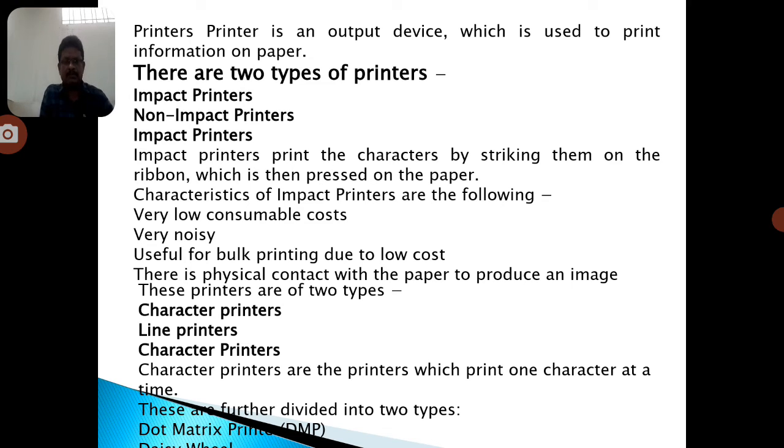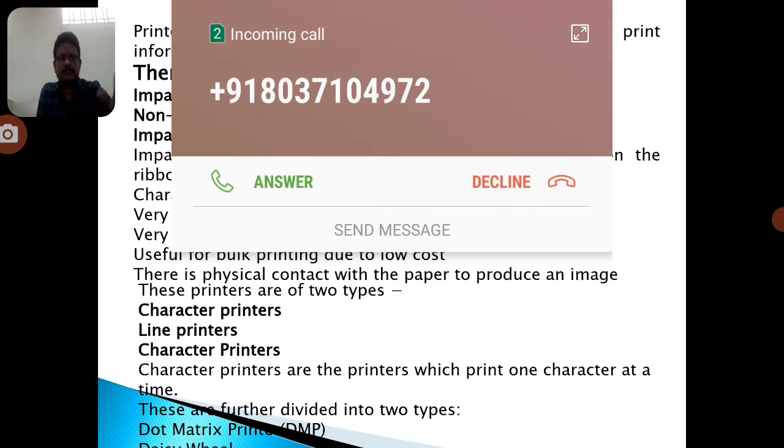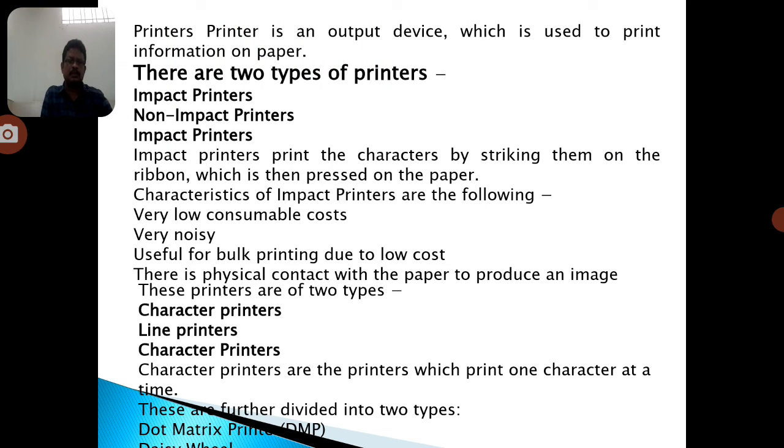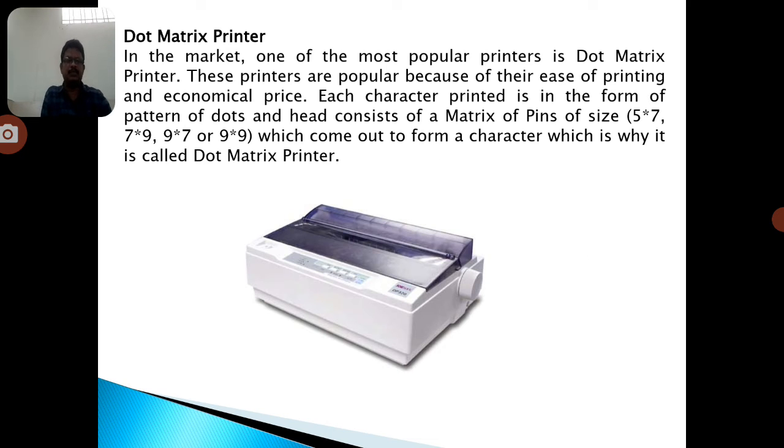The character printers are the printers which print one character at a time, and they are divided into two categories: one is the dot matrix printer and the second one is the daisy wheel printer. Now coming to the dot matrix printer, this is the symbolic representation of the dot matrix printer. We can use these printers for printing information in an economical way.